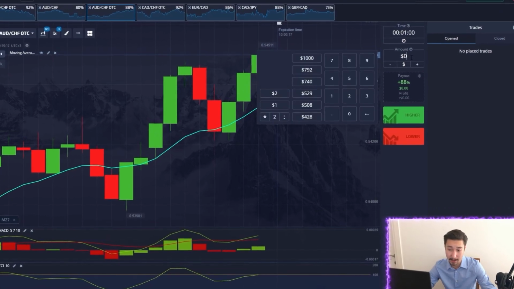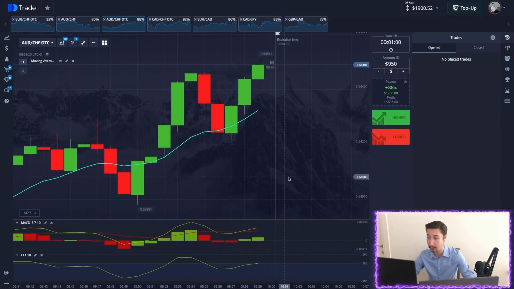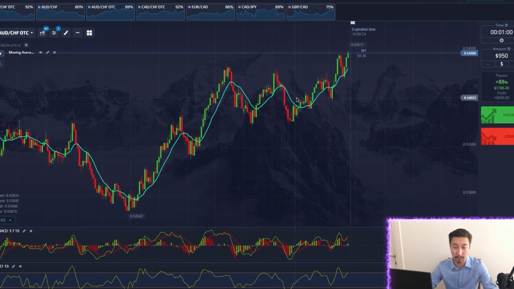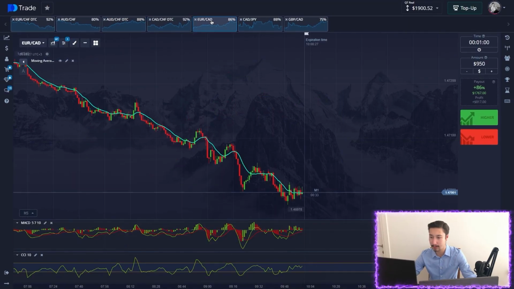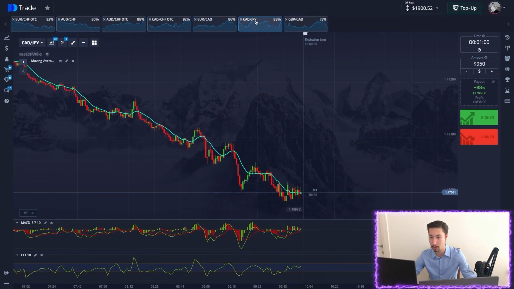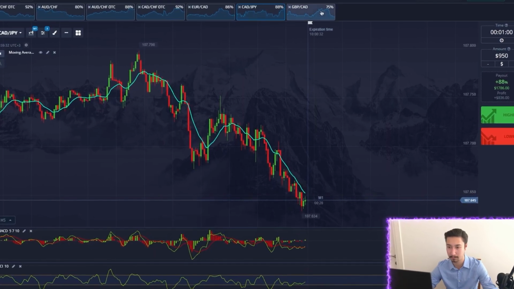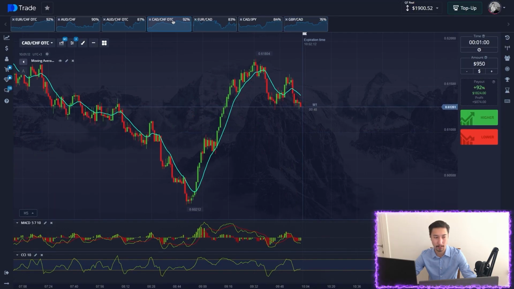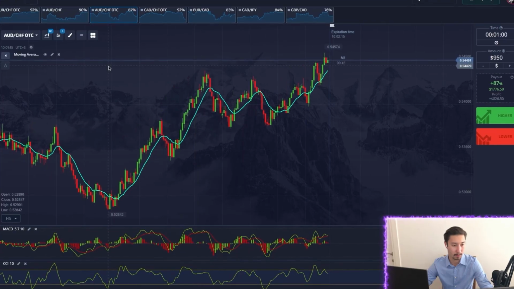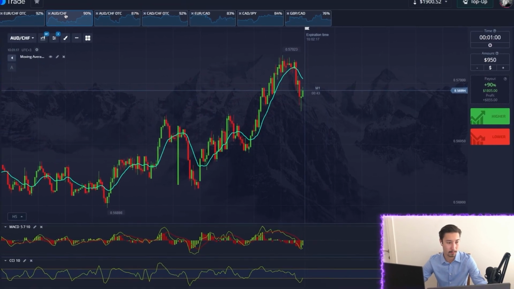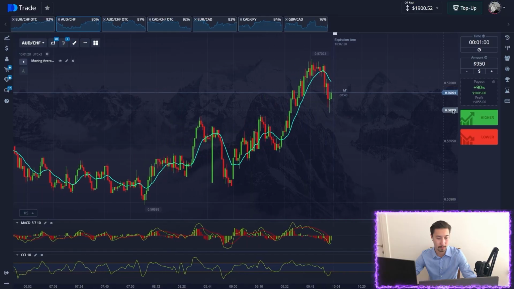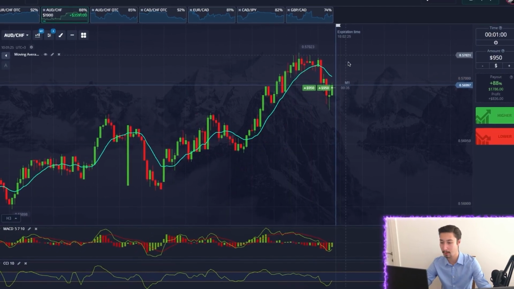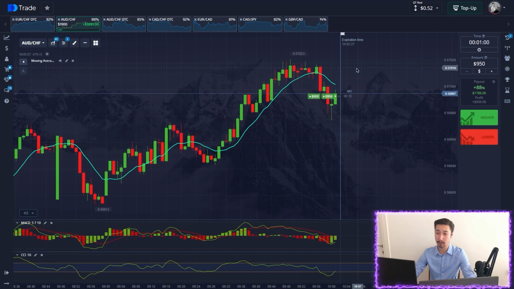Let's change the amount of the transaction value. Let's put 950 and open 2 transactions worth 950 each. Of course, select the next currency pair and let's see what we got here. Okay. So I want to open the trade along the trend.